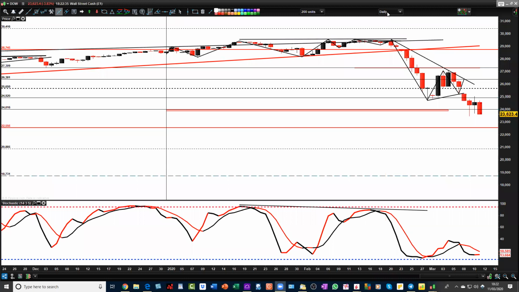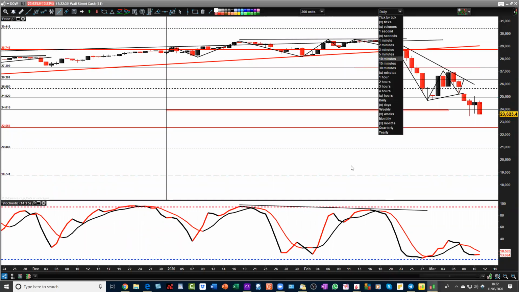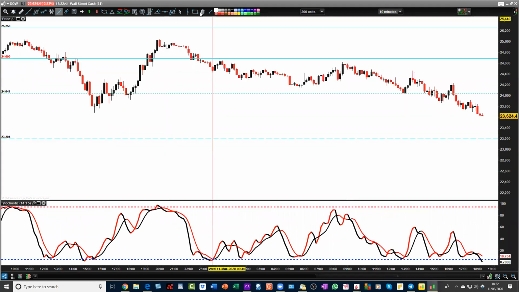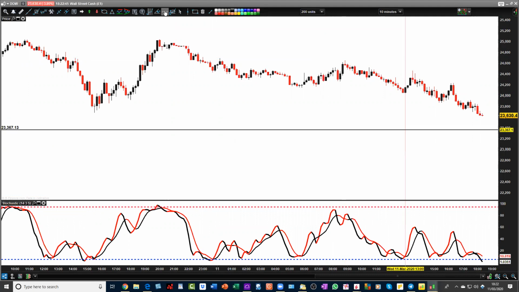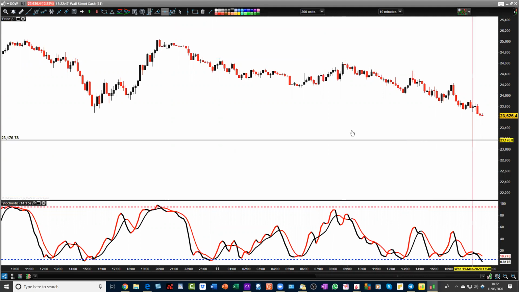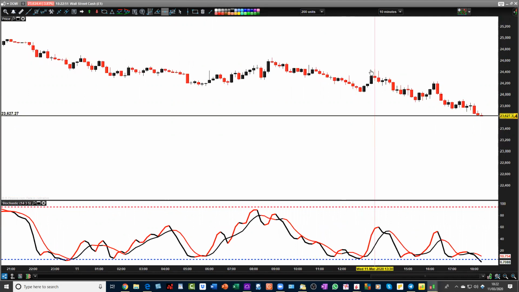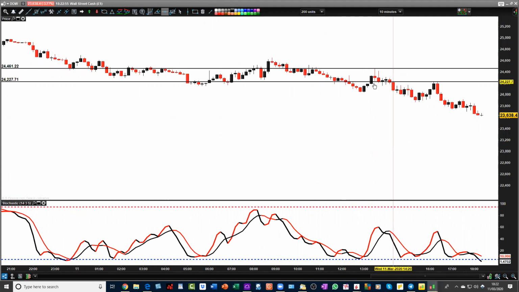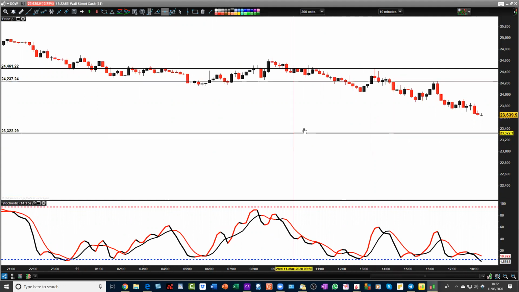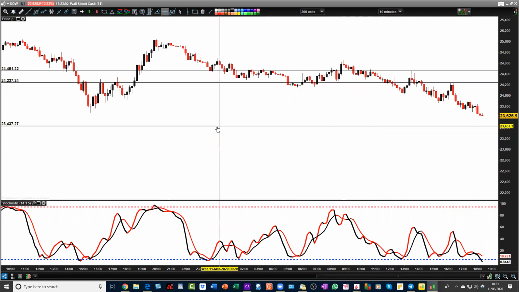Okay, so now let's look at how you can handle the open again. Let's look at the Dow at the open today. This is the first 10-minute bar of the open. You can see in an instant we crashed right into a lot of resistance.